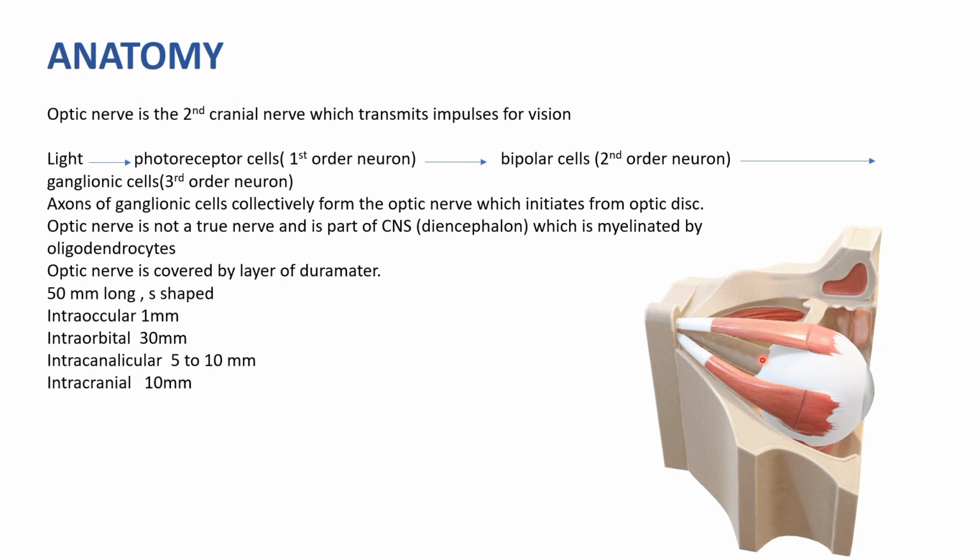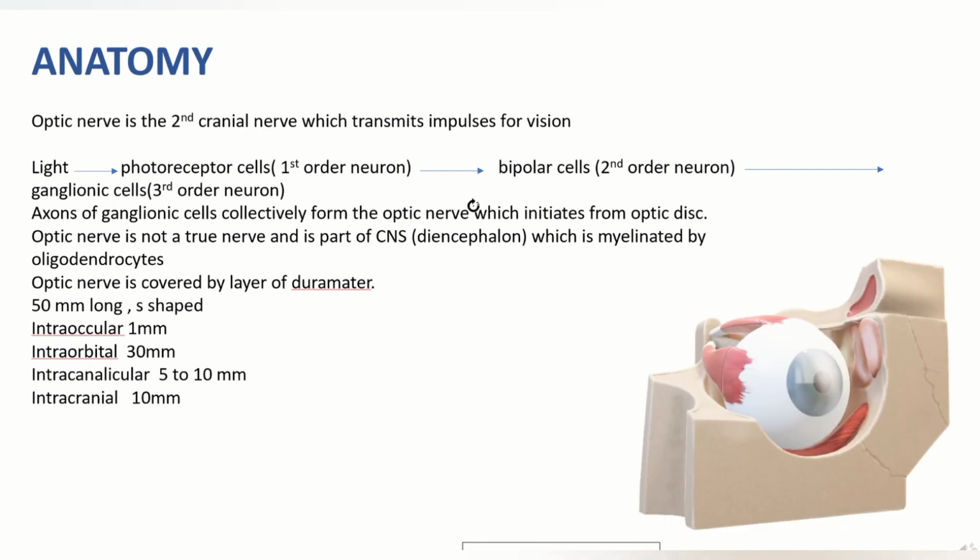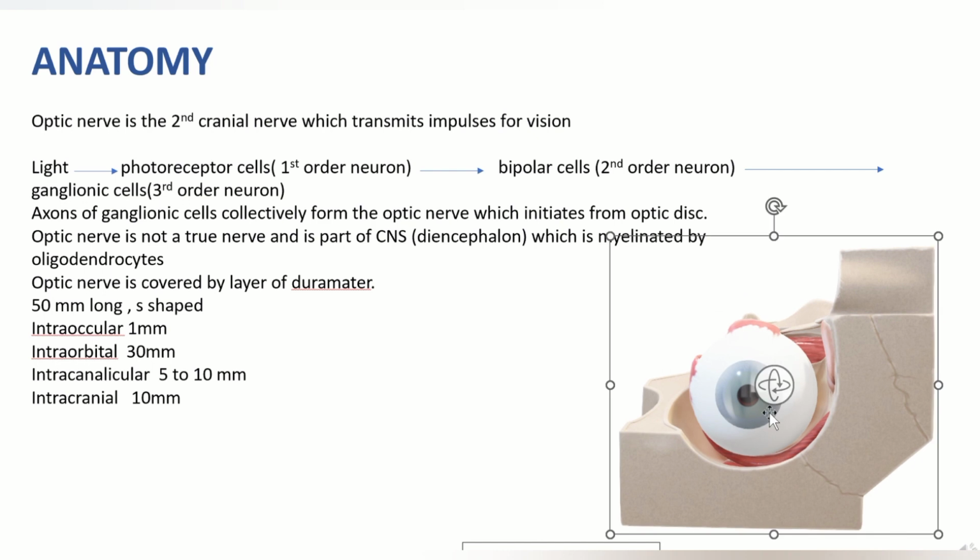You can see the optic nerve going like this, and from here there is the origin of the extraocular muscles. After that, there is the intracanalicular part in the optic canal, which is 5 to 10 mm, and the intracranial part, which is 10 mm.